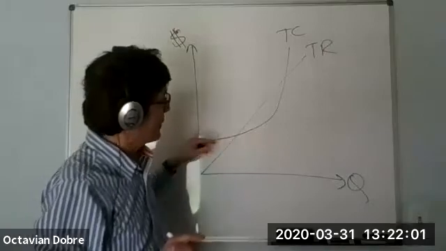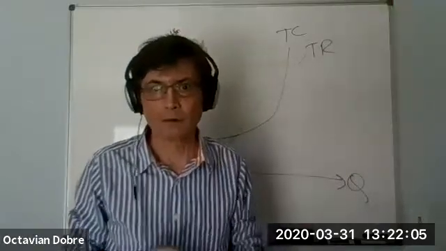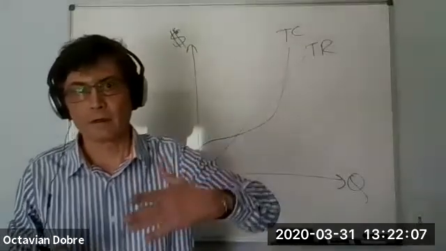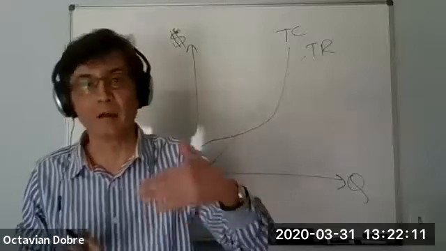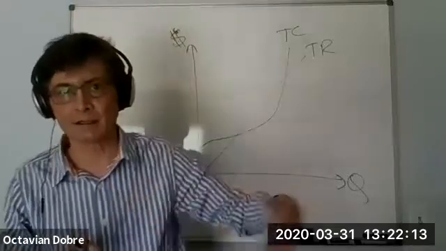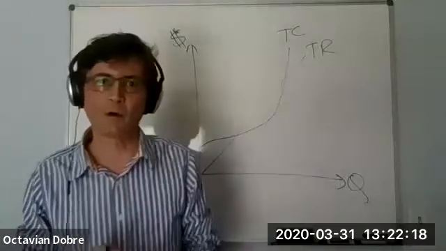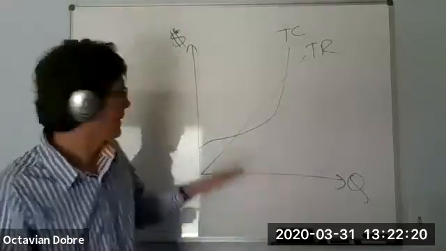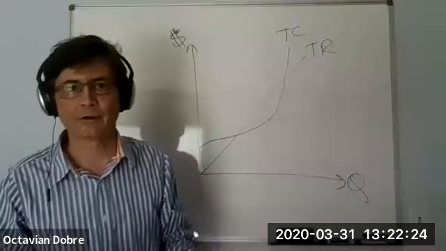This shows our total cost, which keeps going up. Total cost will always go up. I have the fixed plus the variable, and the fixed may stay constant, but as the variable increases, that means the fixed plus variable, which is total, is always going to go up. And we have the total revenue. The more I sell, the higher the total revenue is.